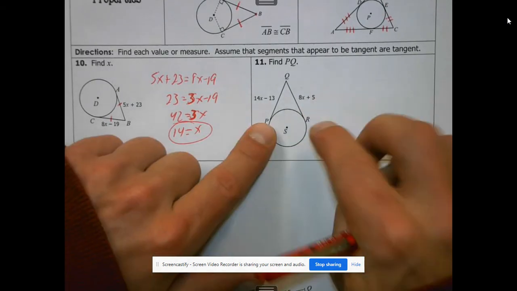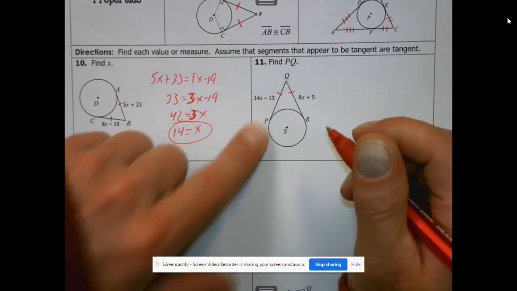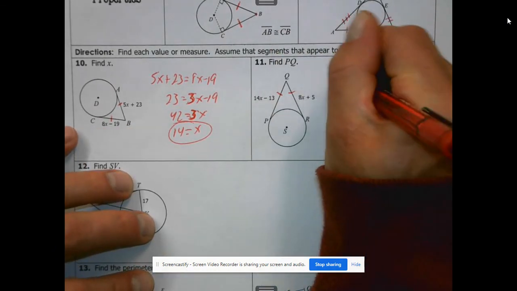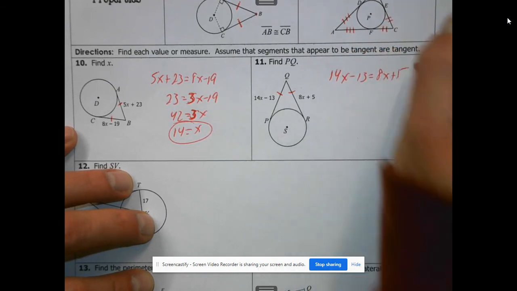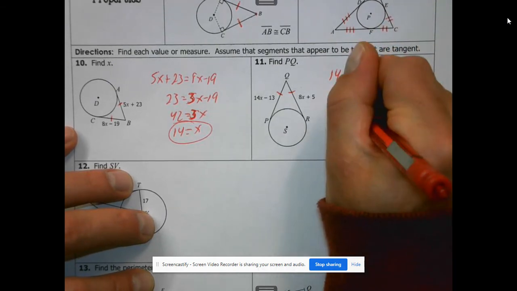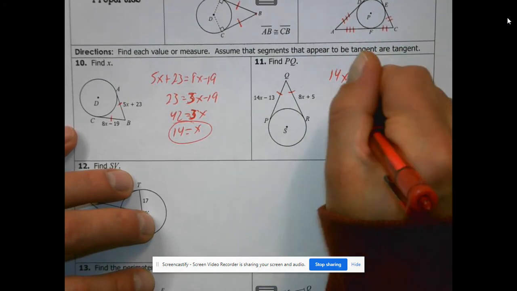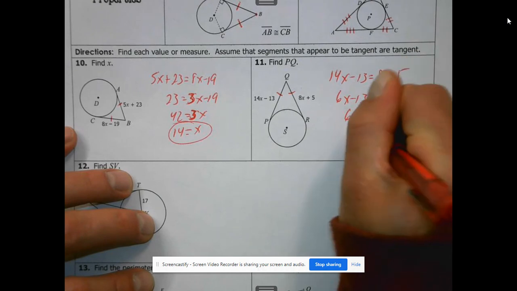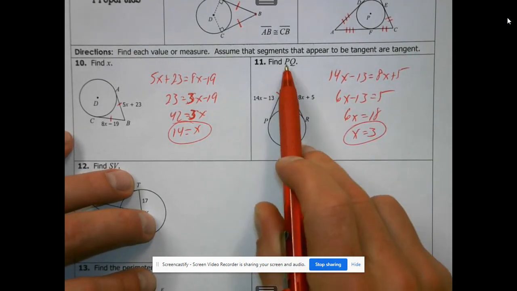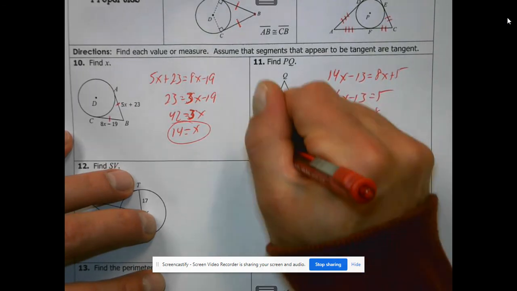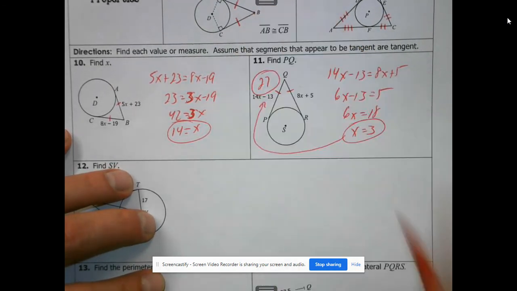11, assume that these two lines are tangent, which means they're congruent. Set them equal. 14x minus 13 is 8x plus 5. Subtract the 8x over. Add 13 over. 6x is 18. 6 goes in there 3 times. But it says find PQ, right? Take that 3, plug it in. That comes out to be 27.